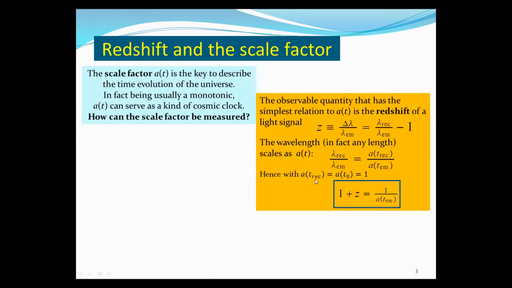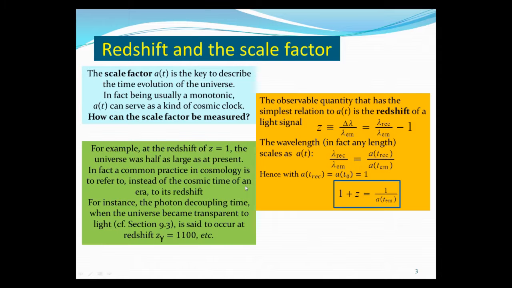And so, especially if you take the received time to be our present time, t naught, then a of t naught is 1, so there's 1 over a of t emitted. Just plug this in and move this over, it is 1 plus z. So therefore 1 plus the redshift is equal to 1 over the scale factor. And this, of course, z is a measurable quantity, and so immediately translates into a measure of the scale factor.